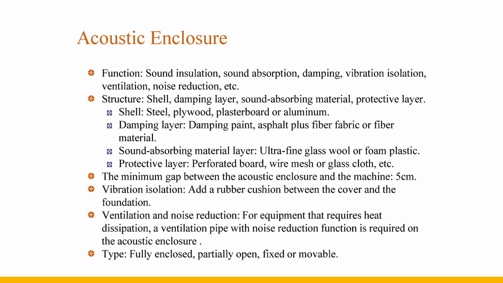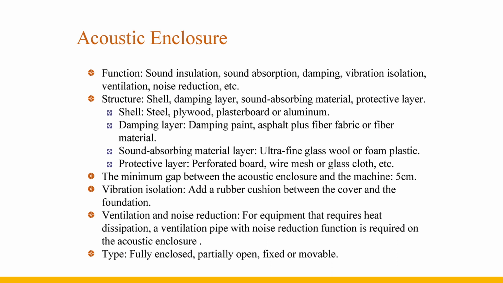The damping layer adopts damping paint, asphalt plus fiber fabric, or fiber material. The sound-absorbing material is ultrafine glass wool or foam plastic. The protective layer adopts perforated plate, wire mesh, or glass cloth. The minimum clearance between the acoustic enclosure and the machine is 5 cm, and a rubber cushion is placed between the cover and the foundation for vibration isolation.